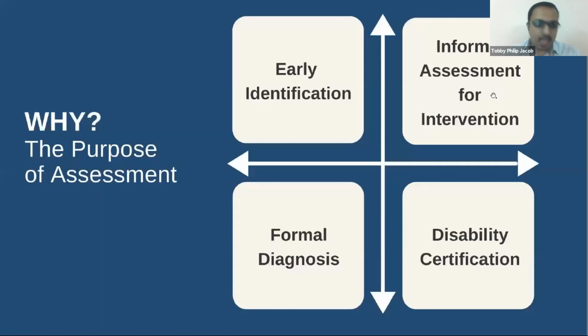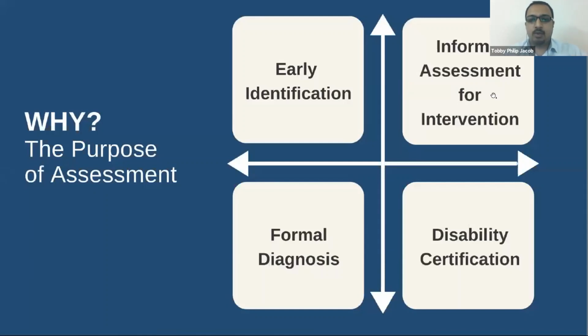Why? The purpose of assessment. As you can see, the arrow goes up, left, right, down, all the way around. There are four areas: early identification or screening, informal assessment for intervention, formal diagnosis, and disability certification. I have put the arrows in different directions because, based on the requirement of the child, your effort moves in different ways.